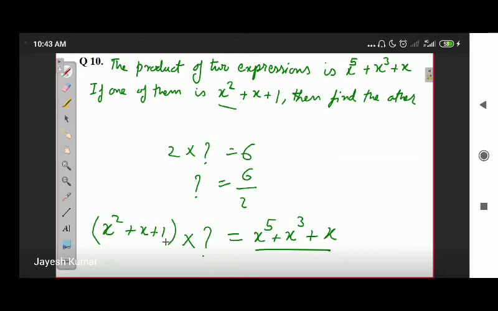Let me check the answer. I think there is one problem with the question. The power of the last term of this question is missing. No, it's okay. Okay, you can do it. Try it yourself. If you encounter any problem, please ask me.